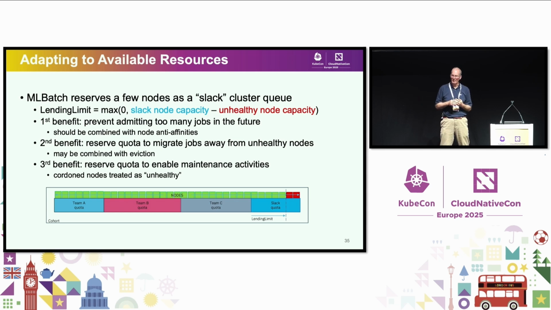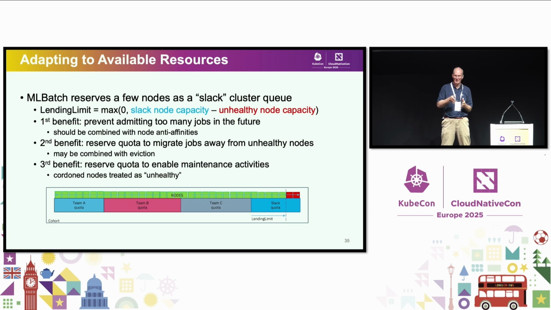This gives us the ability to prevent admitting too many new jobs in the future. And we combine this with node anti-affinity. So as jobs get admitted to the cluster, they get steered away from nodes that have been labeled as unhealthy by Autopilot. It also gives us the ability to reserve the quota to migrate jobs away from the unhealthy nodes.